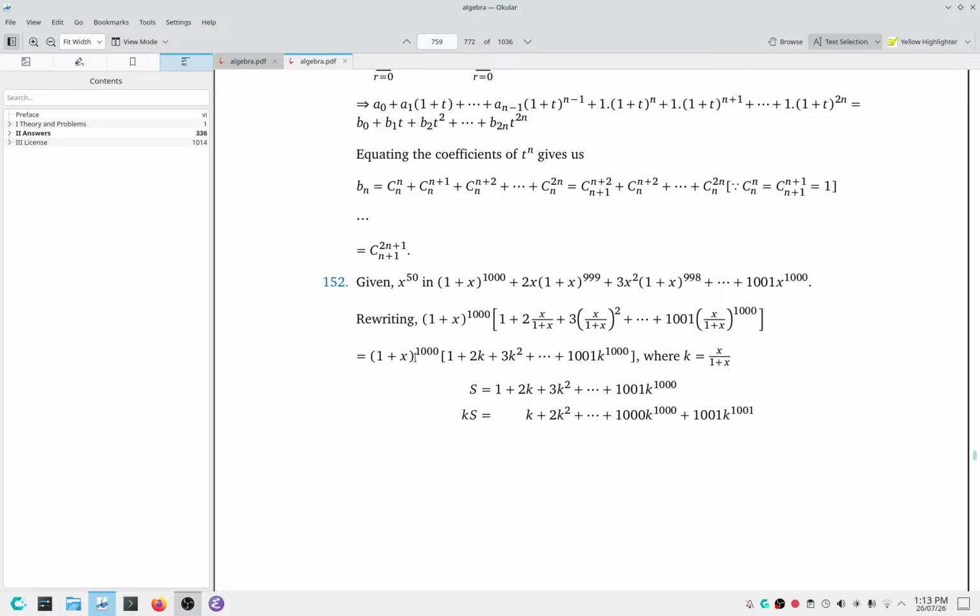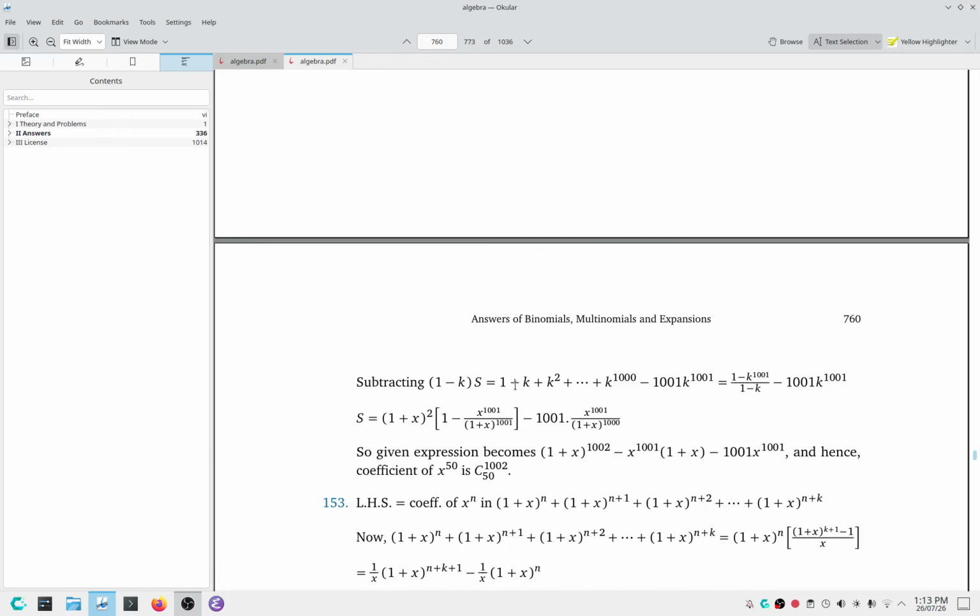It becomes (1 plus x) to the power 1000 times (1 plus 2k plus 3k squared up to 1001 k to the power 1000). Now we can write that S is equal to 1 plus 2k plus 3k squared up to 1001 k to the power 1000, and kS is equal to k plus 2k squared up to 1000 k to the power 1000 plus 1001 k to the power 1001. We subtract, and eventually we find S to be (1 plus x) squared times (1 minus x to the power 1001) upon (1 plus x) to the power 1000, minus 1001 times x to the power 1001 upon (1 plus x) to the power 1000.